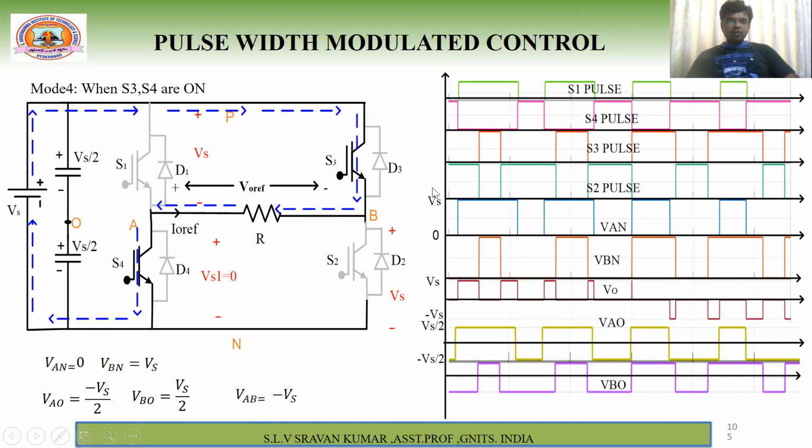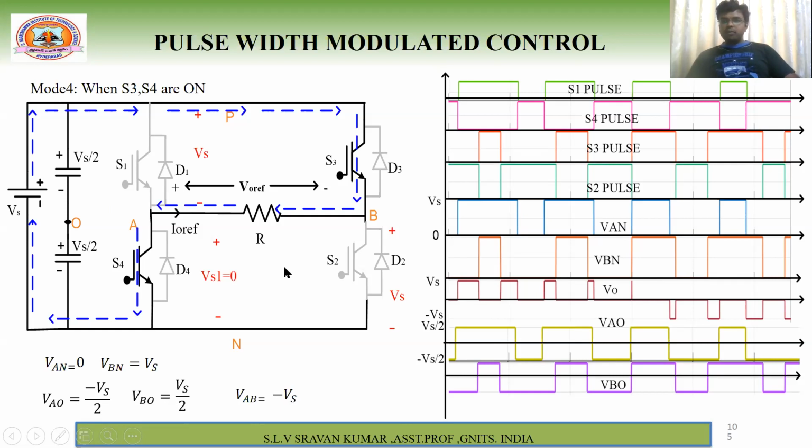Next, what is VBO? This is shorted, so immediately this point appears here. Therefore VBO is plus Vs by 2. Now, what is VAB? VAN minus VBN, therefore 0 minus Vs is minus Vs. Or you can write VAB is nothing but VAO minus VBO. VAO is minus Vs by 2, minus plus Vs by 2, which will give you minus Vs.